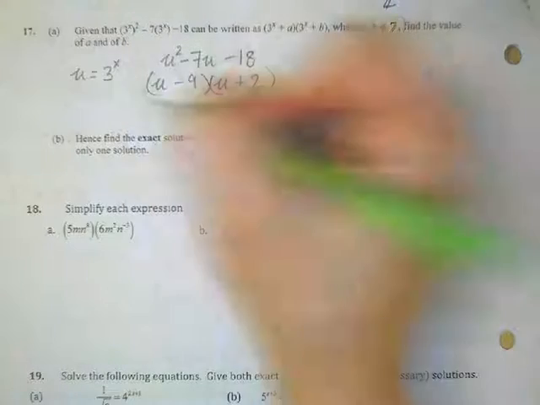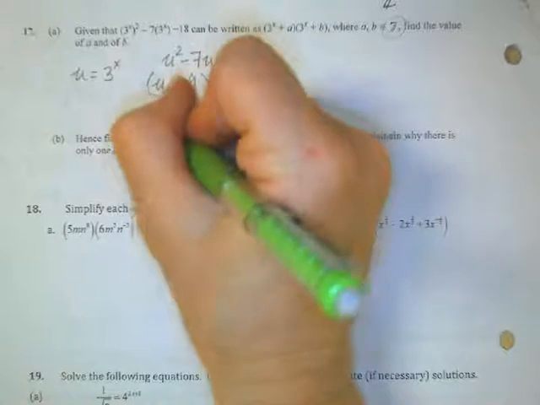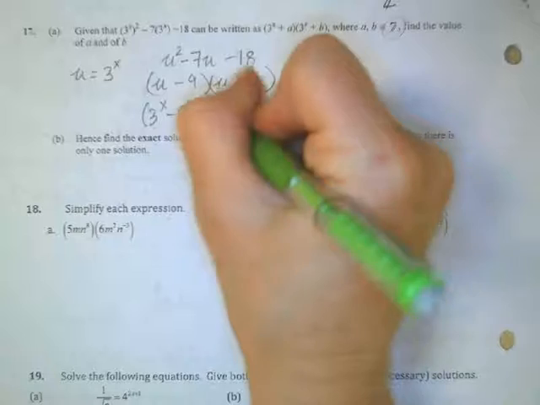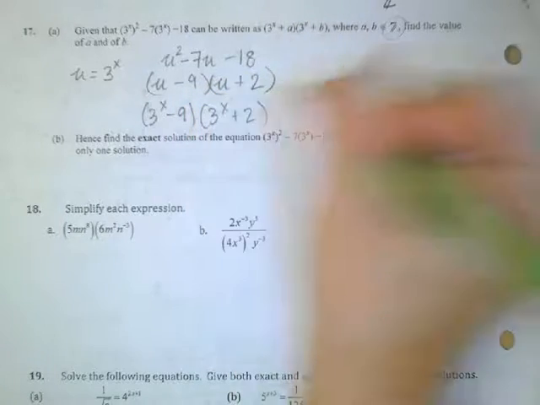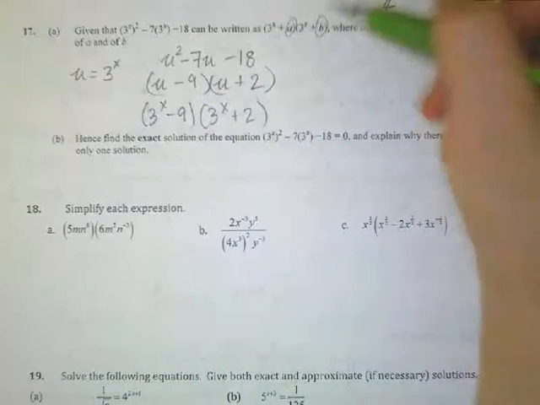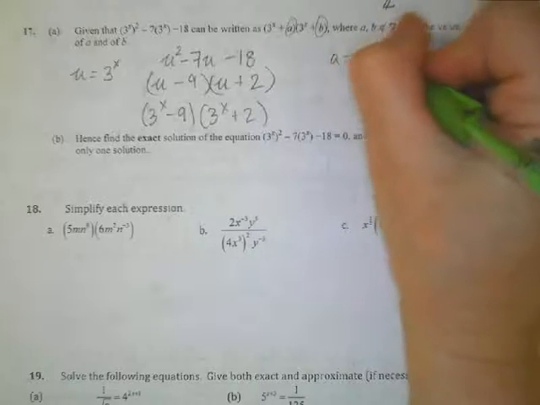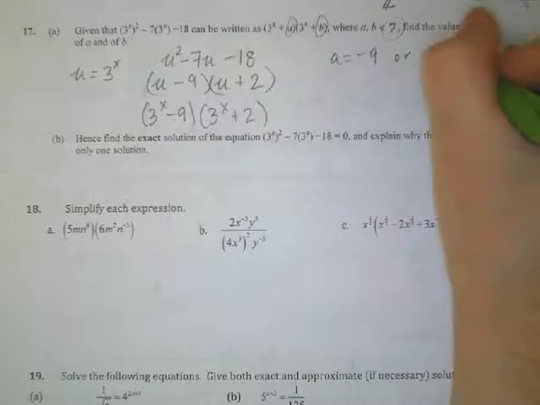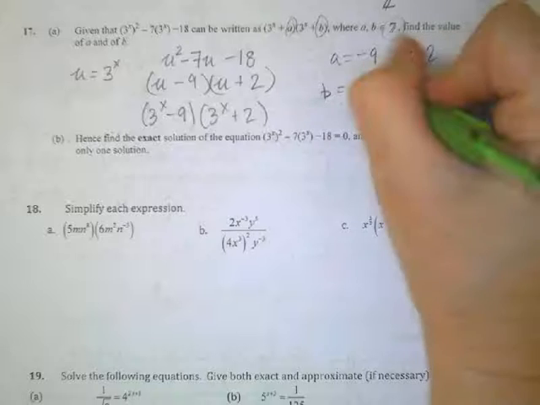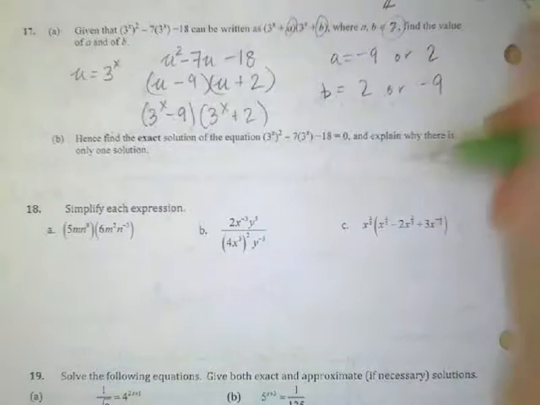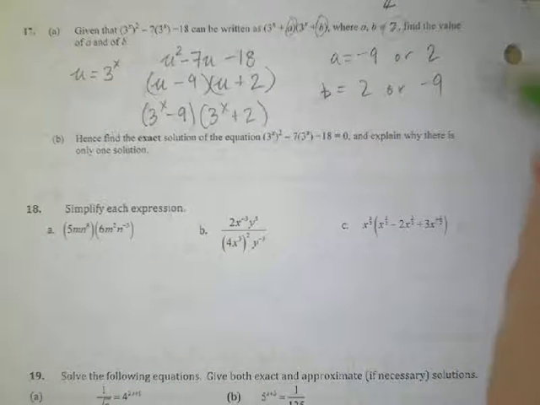Now I can substitute back in my u's, 3 to the x minus 9 times 3 to the x plus 2. And I was just looking for my a and my b. So a is negative 9, or could be 2, and b is equal to 2, or negative 9. So it doesn't matter which one's which. Doesn't say what order to put it in.